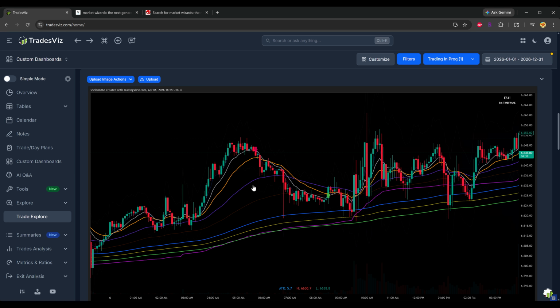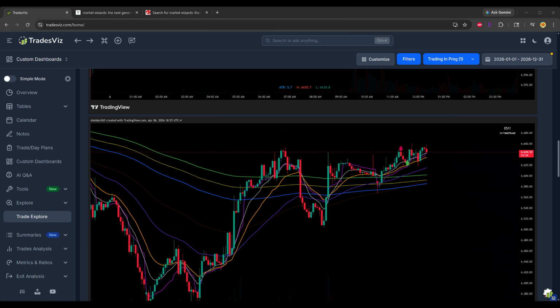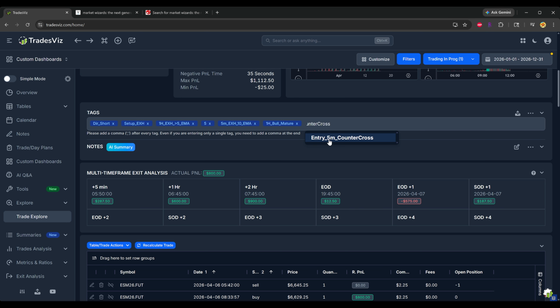Actually, I took it bull mature because the trend is still on. And counter cross. And where did I close? I closed pre-cross. And I closed pre-cross at the 50 EMA.